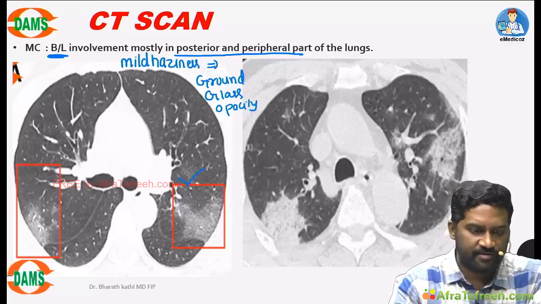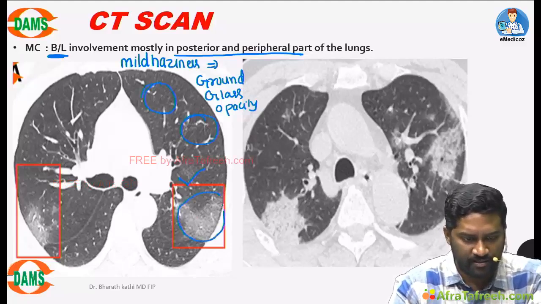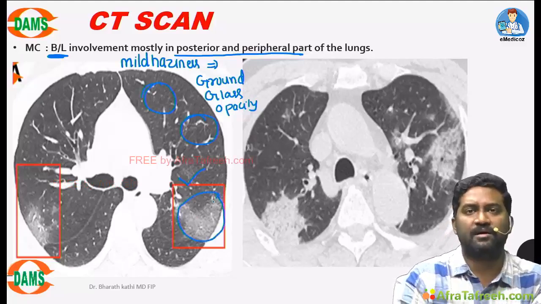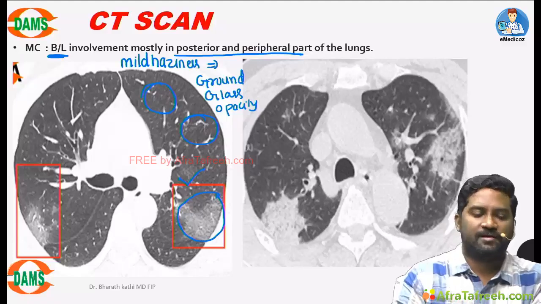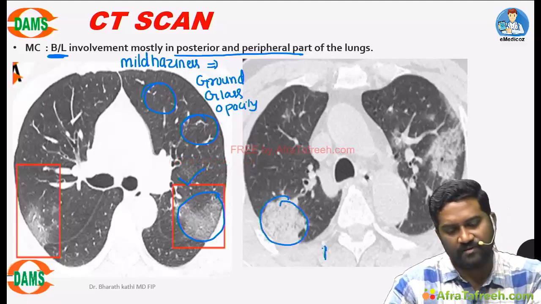You can see in this image, students. See, all this is the normal lung. But what do you see here? This is the ground glass opacity. Slightly white, mild haziness. And later you can notice more increase in density.